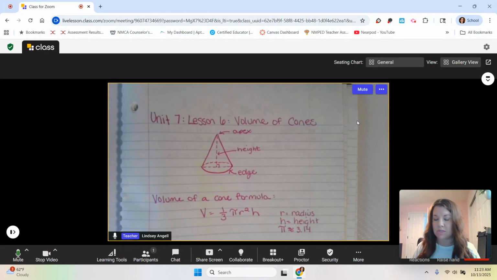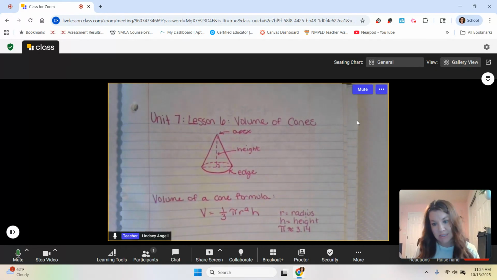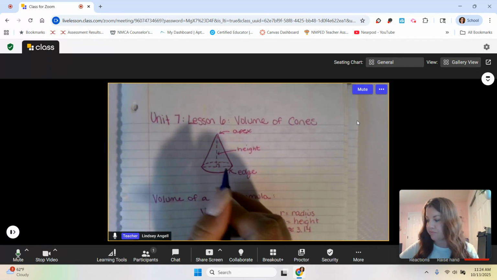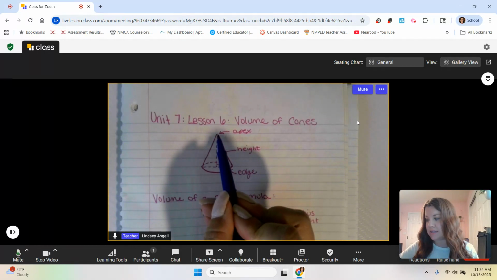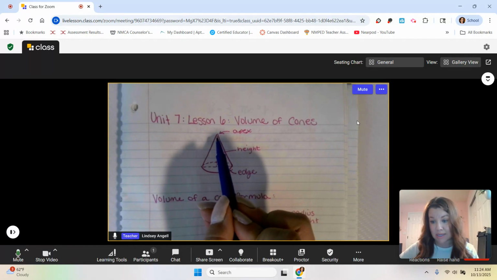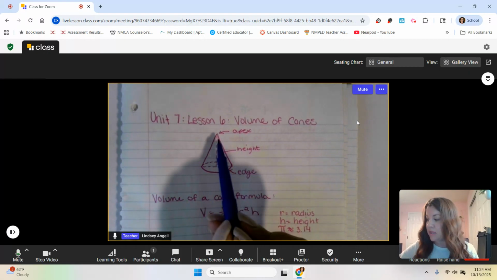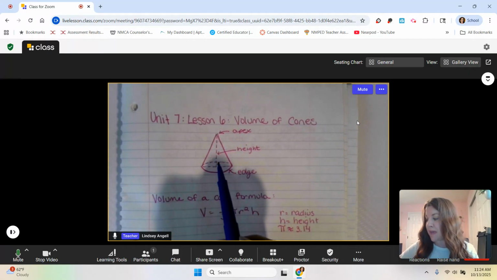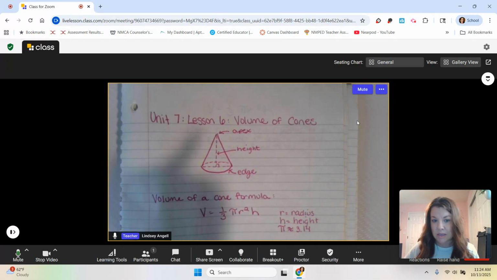So just a couple vocab words that we need to know and understand. We would consider this part, where the base of the cone meets the side, the edge. The height is measured from the apex, which is the vertex across from the base, down to the base, but it's a perpendicular line.